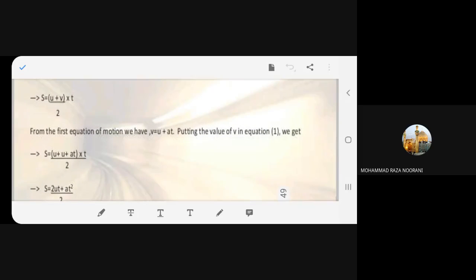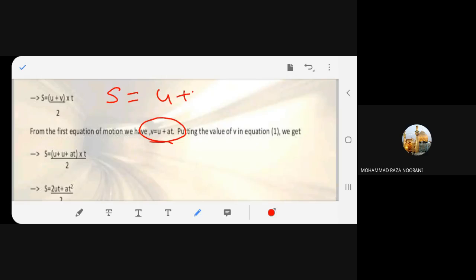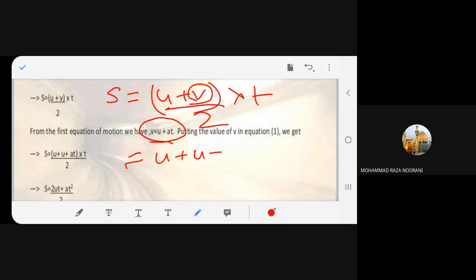Now we know from the first equation that v is equal to u plus at. So what will I do? Instead of v, I will put u plus at. So s is equal to u plus v into t upon 2. Now instead of v, what will I add? u plus at, upon 2 into time. Agree? Boys, do you agree? Yes, ma'am. Okay.